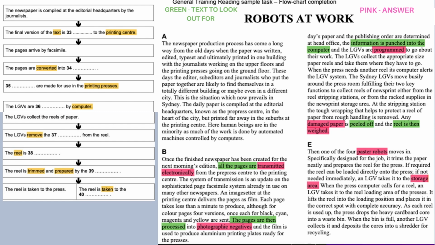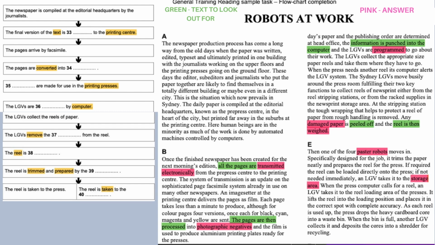So let's look at question number 33. Question number 33 can be found in paragraph B. The words that come before the actual answer, all pages, which is the exact highlight I had in green, is a synonym for the final version. So all the pages was a synonym word for the final version that is mentioned in the question. So the answer to question number 33 was transmitted.